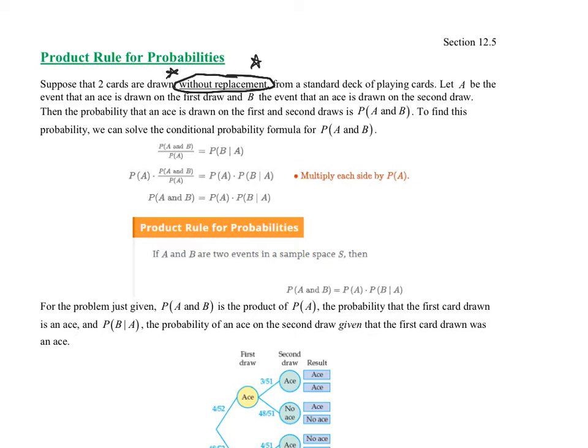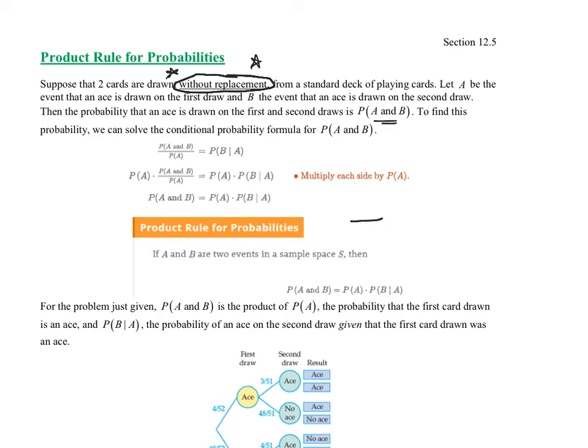So again, it says, suppose 2 cards are drawn without replacement from a standard deck of playing cards. Let A be the event that an ace is drawn on the first draw, and B be the event that an ace is drawn on the second draw. Then the probability that an ace is drawn on the first and second draws, the probability of A and B. To find this, we need to realize that this is a conditional probability. So let's think about that.